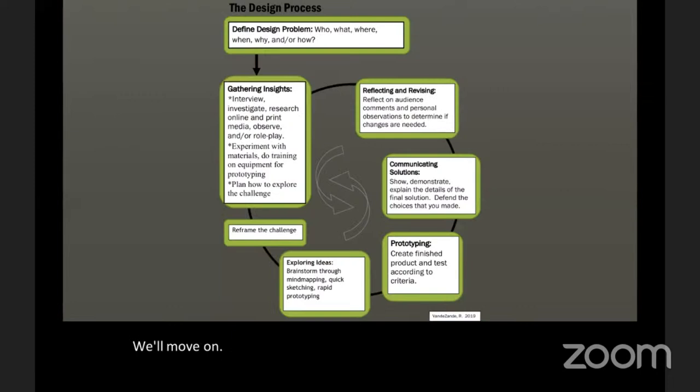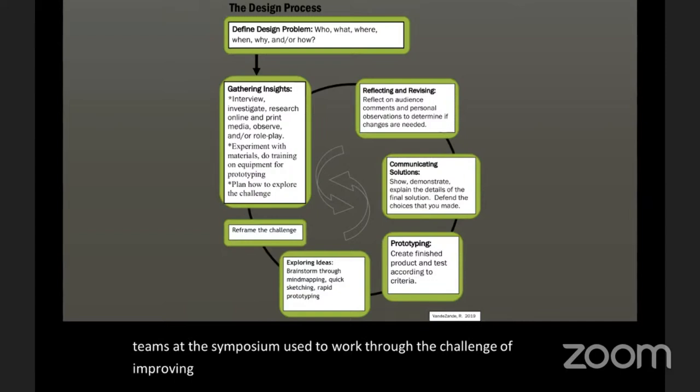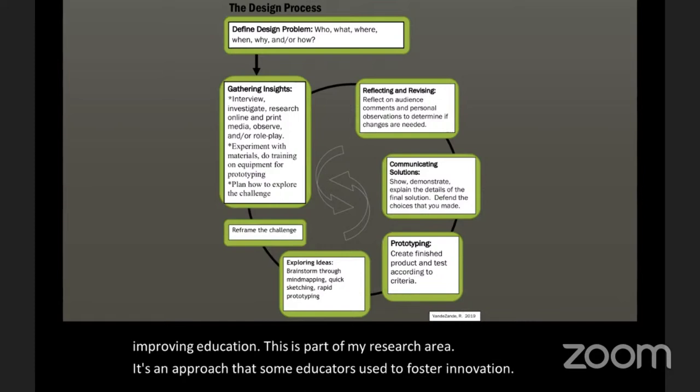I mentioned earlier the design process of problem solving as what the teams at the symposium used to work through the challenge of improving education. This is part of my research area. It's an approach that some educators use to foster innovation. Students start by defining a challenge and work through a series of steps to come up with a viable solution.